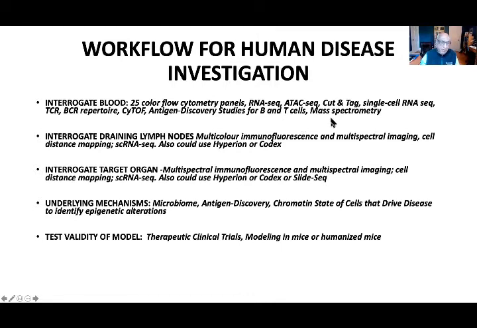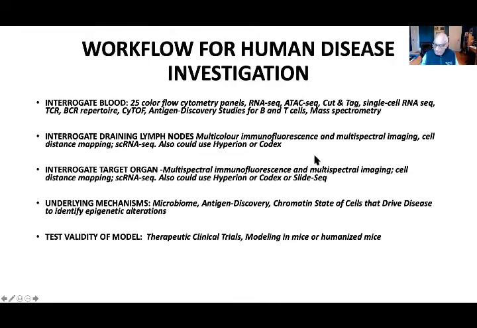And a tool that we've started to use a lot more with Willie Haas at Mass General is mass spectrometry. We can get 8,000 proteins easily from a specific immune cell. And then, so mass spectrometry is again unbiased. It's like single cell RNA-seq, but looking at proteins. And at the end of the day, you want to look at proteins. We can interrogate draining lymph nodes, and we prefer to use multispectral imaging approaches.